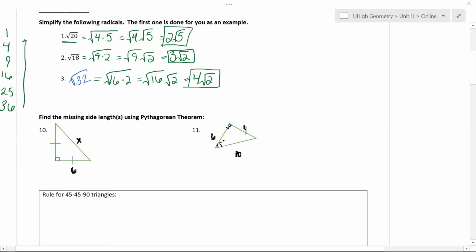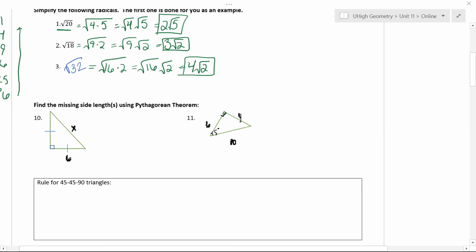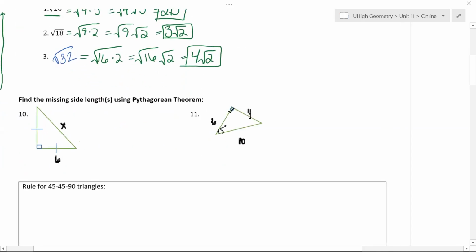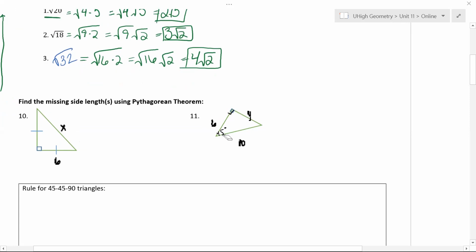So the next thing we want to do is find the missing side using the Pythagorean theorem. If you remember what we've done in class before, and I don't know why I have a little 45 here, we're going to make this go away. The Pythagorean theorem: we have a leg squared plus a leg squared equals our hypotenuse squared.